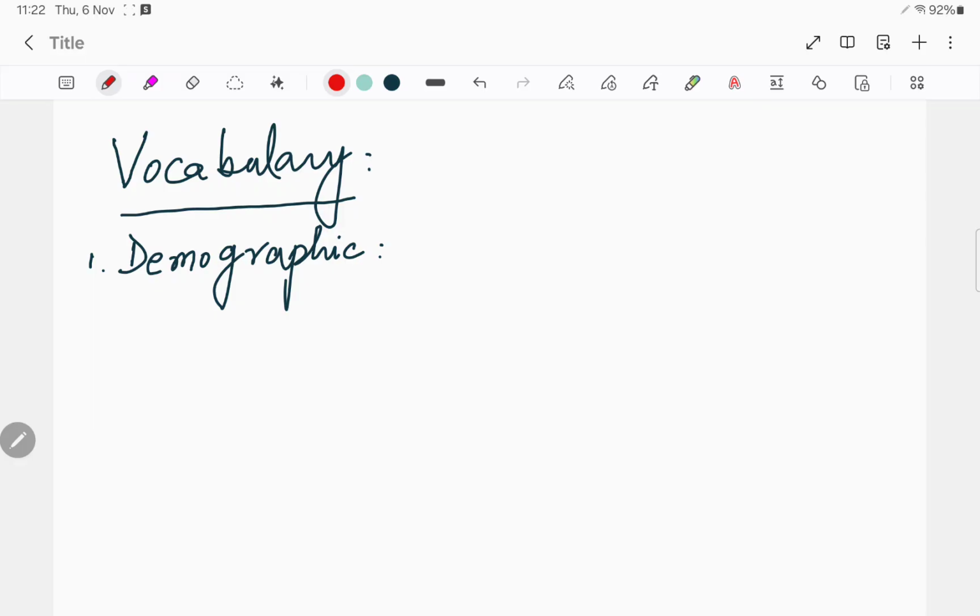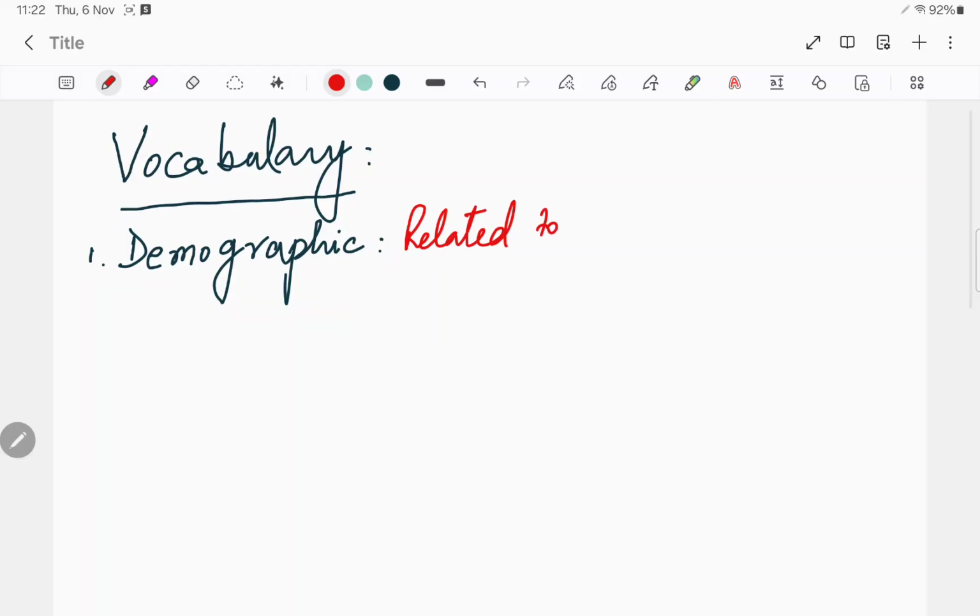And the very first word that I have written over here is demographic, which actually means related to the population or the stats of population, we may say. And the antonym can be the non statistical things. And the sentence can be Pakistan is facing a serious demographic crisis due to rapid population growth. That means all stats related to population, they are showing a sort of crisis in Pakistan.